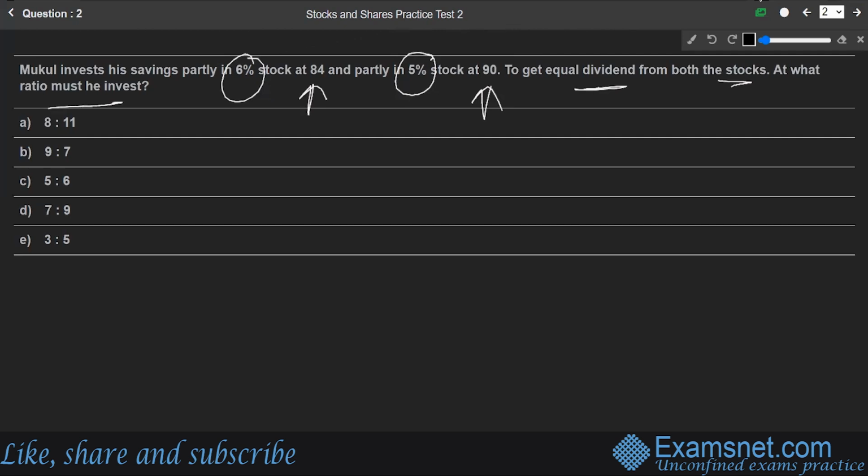So we'll follow the same steps. Because the capital distribution is not given to us, we'll have to assume it, and ultimately he's asking the same thing: at what ratio must he invest?